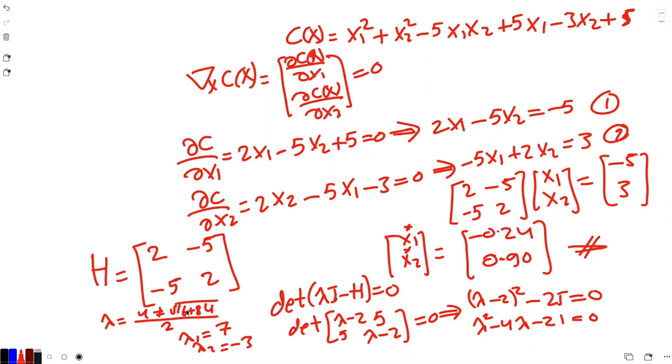The square root of 100 is equal to 10. So it becomes 4 plus 10 is 14 divided by 2 is 7, or 4 minus 10, which is minus 6, divided by 2 is minus 3. So now we have lambda 1 and lambda 2, which are not the same sign. So it means that this point is an inflection point. It is not a minimum and it is not a maximum. So it is an inflection point.